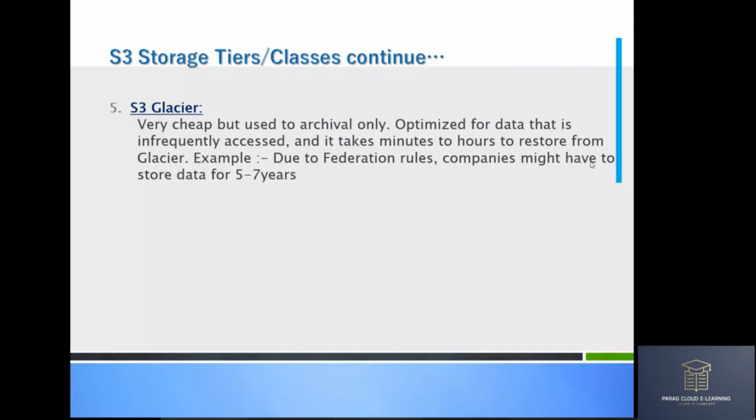Many companies have to store some documents and information for up to 5 to 10 years as per government rules, as per federation rules. The data is not used by them that frequently. So why should they put the data into other S3 storage? Why should they pay more? They can push their data to Glacier so that they are preserving the data as well as saving money.